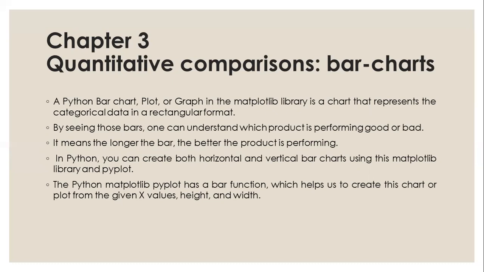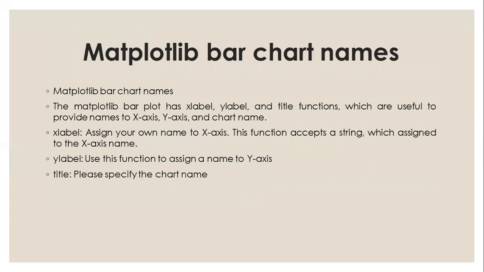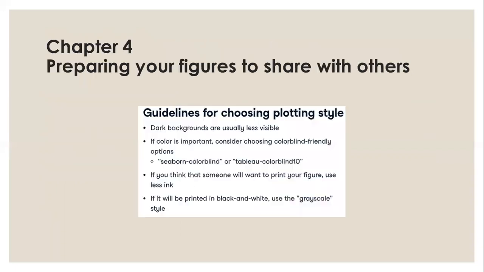The Python Matplotlib pyplot has a bar function which helps us to create this chart or plot from the given x values, height and width. Matplotlib bar chart names. The Matplotlib bar plot has xlabel, ylabel, and title functions, which are useful to provide names to the x-axis, y-axis, and chart name. xlabel assigns your own name to the x-axis, and this function accepts a string which is assigned to the x-axis name. ylabel, use this function to assign a name to the y-axis, and title, please specify the chart name.